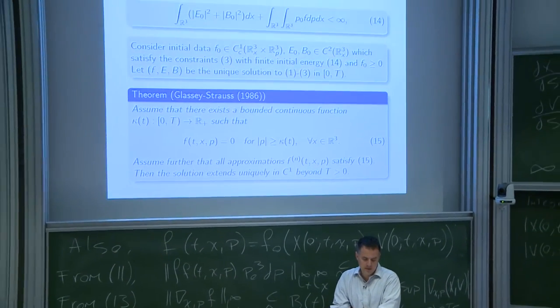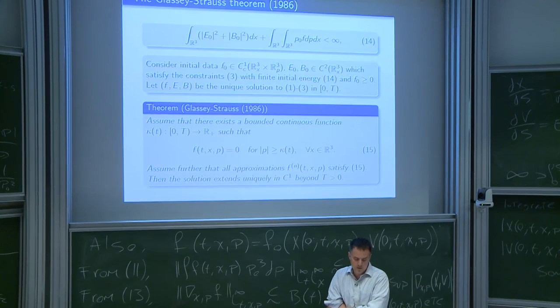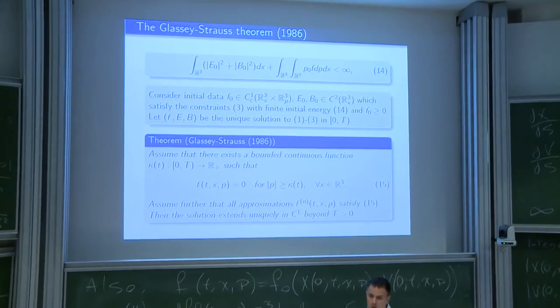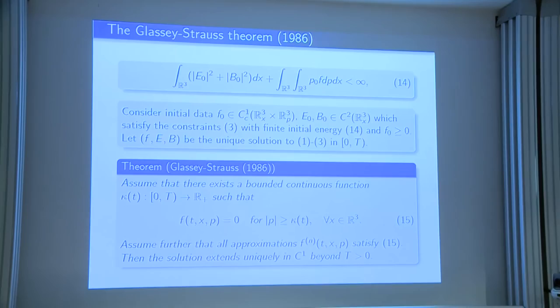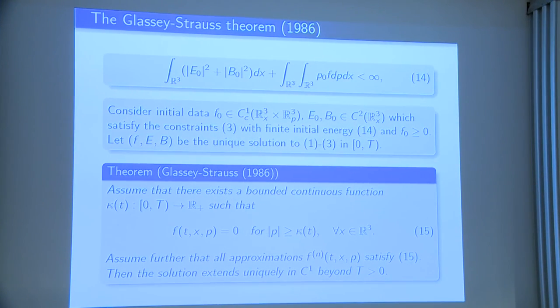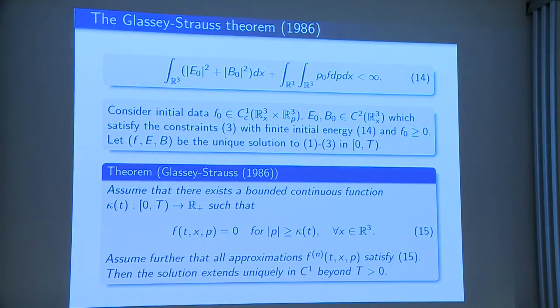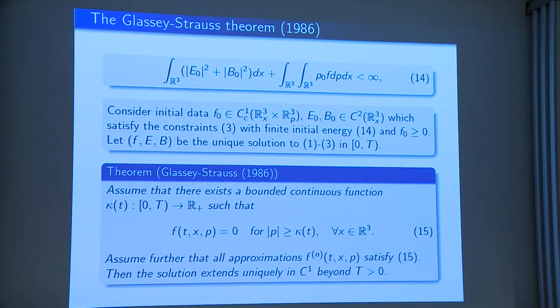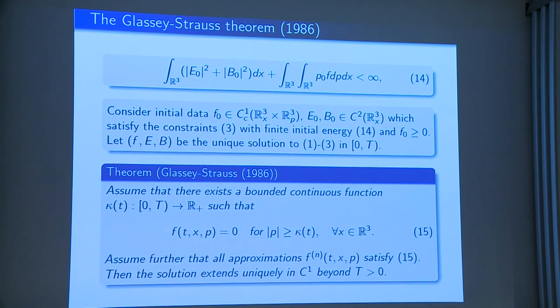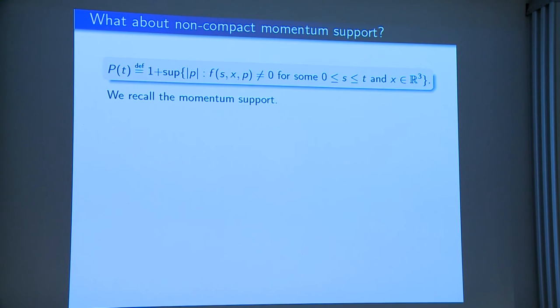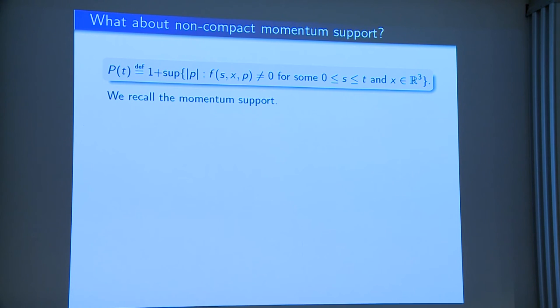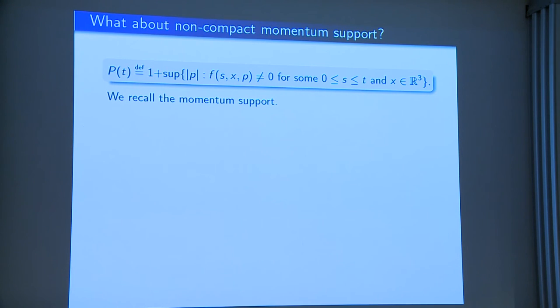I won't read this slide carefully, but let me remind you that you have the Glassey-Strauss theorem that says that if the support of the distribution function remains bounded and doesn't grow to infinity, then you can continue the solution indefinitely. And the question is, can you have a continuation criterion in 3D that does not involve the momentum support, or does not involve compactly supported functions?